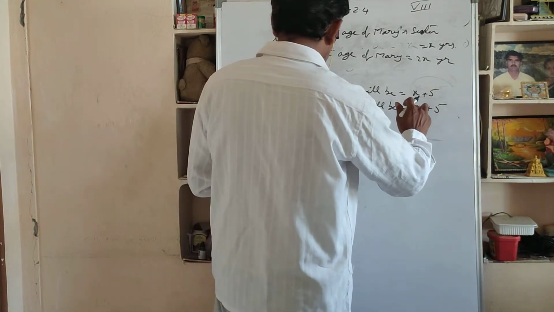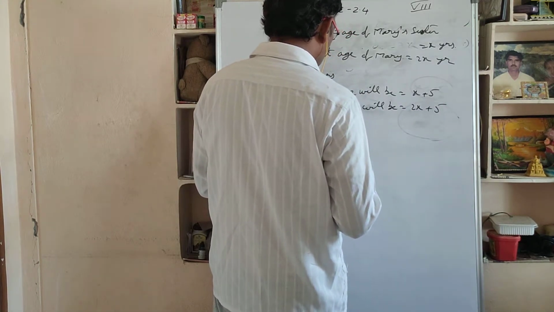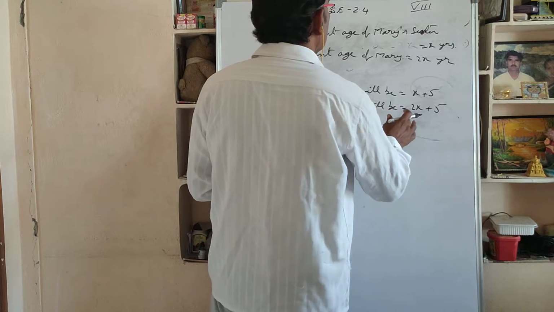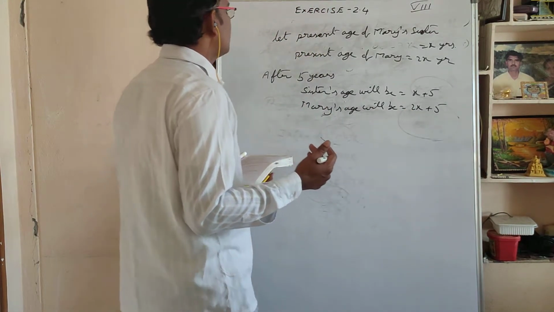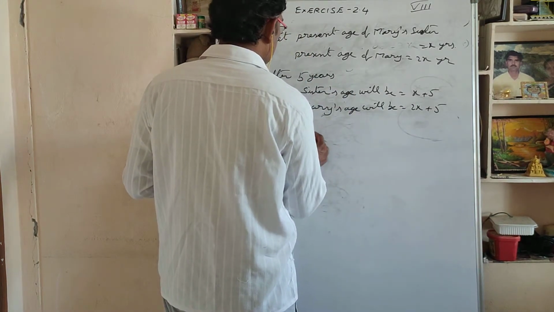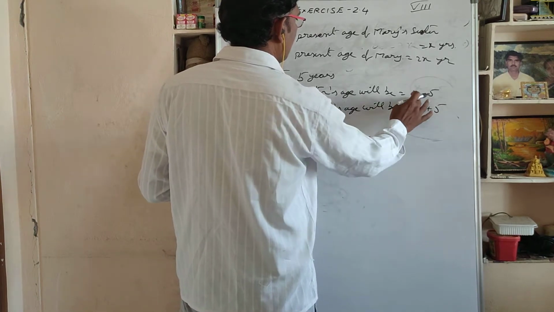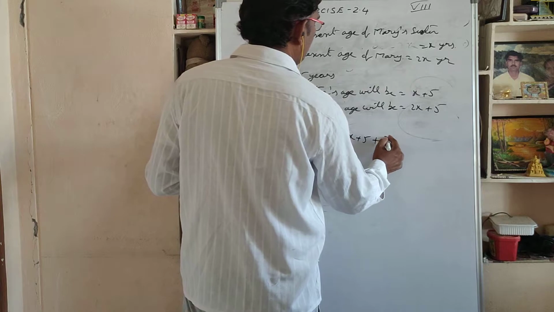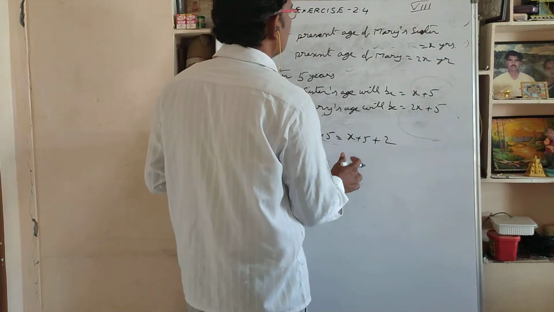He gave relation between these two. What he given here relation? She will be 2 years older than her sister. She will be 2 years older than her sister. So, Mary's age will be, how much age her sister is there? For that, if you add 2 years, Mary's age will come. He given like this. Okay.